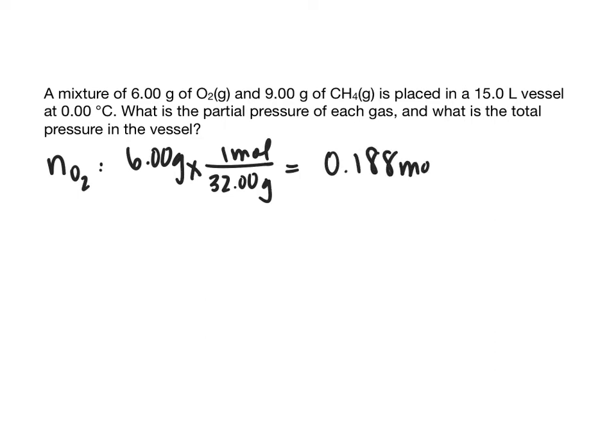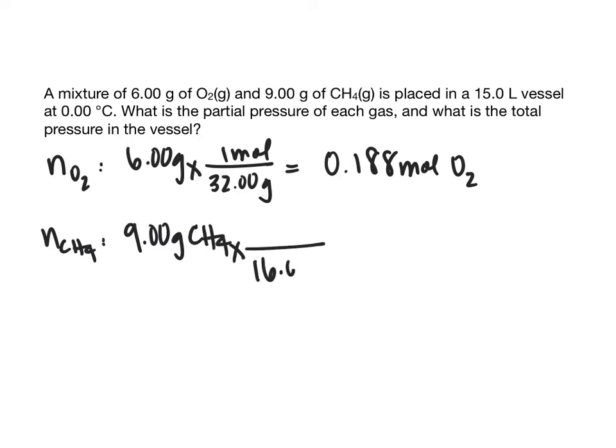0.188 moles of O2. For n of CH4, we're going to take our 9.00 grams of methane. There are 16.00 grams in 1 mole. And this is going to give us 0.563 moles of CH4. From here, we can then begin to calculate the pressure for each of these.